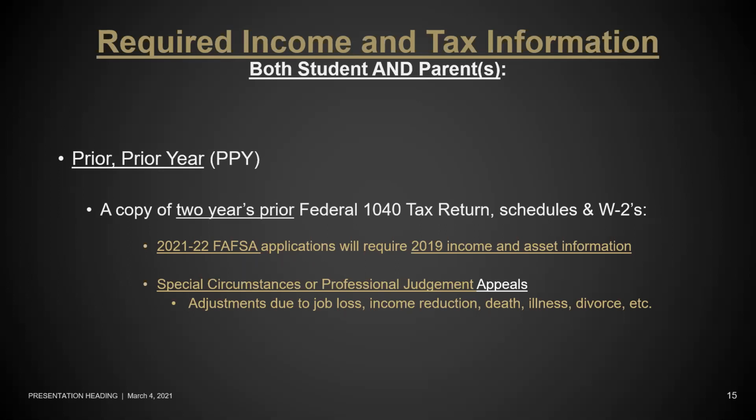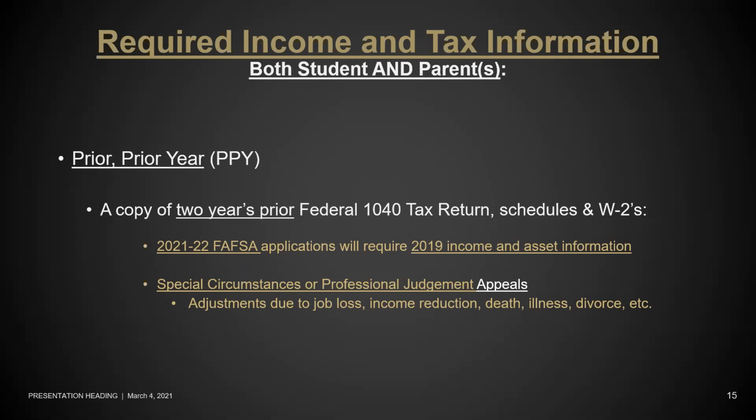Now you might be saying that, especially with COVID, your circumstances have changed. Maybe one parent is not working or income has been reduced. It could be a death of a parent. So your household circumstances are not the same as they were in 2019.